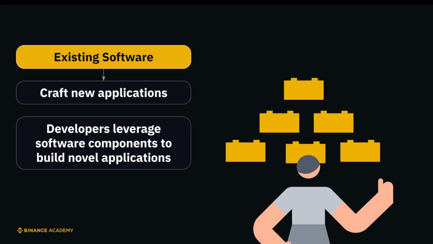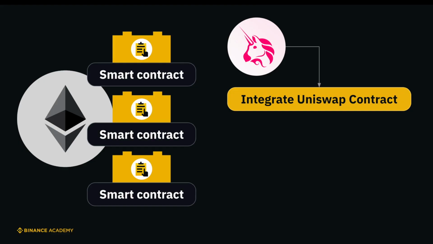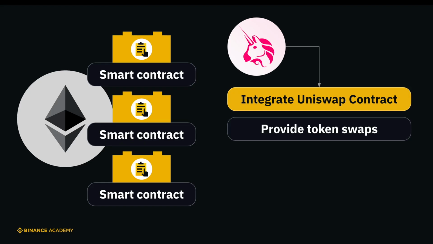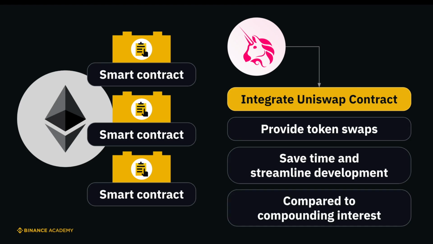Just as you'd assemble various Lego pieces to create diverse structures, developers leverage these software components to build novel applications. In Ethereum, each smart contract functions like a Lego block. You can employ these existing contracts as foundational elements for your projects. For instance, take the decentralized exchange Uniswap. You can integrate its smart contract to provide token swaps in your own DApp. This not only saves you from creating a smart contract from the ground up, but also dramatically streamlines application development. That's why composability in software is often compared to compounding interest in finance, a principle of exponential growth and efficiency.